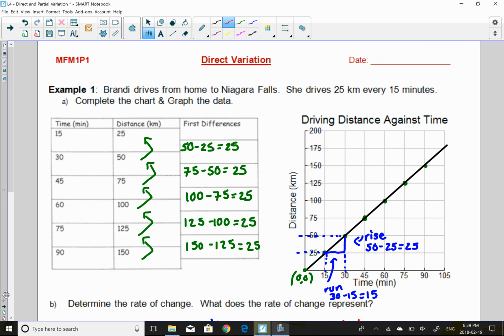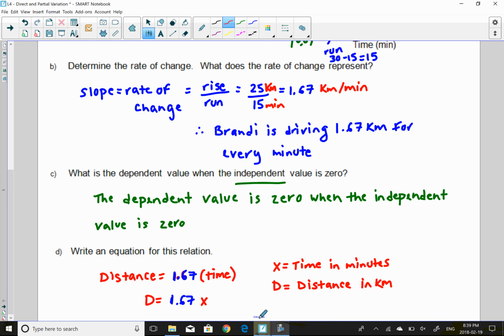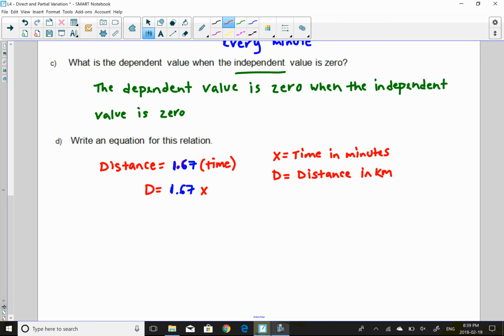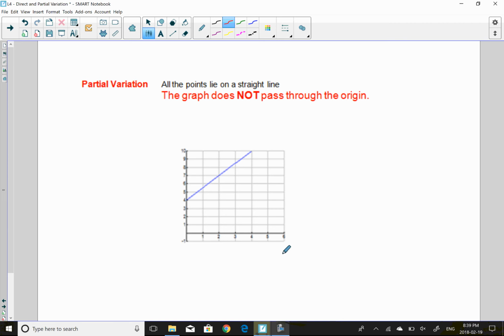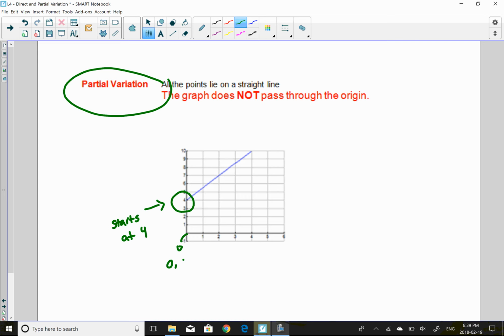Okay, so that's different. Now we're going to look at partial variation. That's when all the points lie in a straight line. The graph does not pass through the origin. See, so the previous graph, we see that it had started here at 0, 0, whereas this graph, it starts at 4. That makes it a partial variation. So this is the origin. It does not start there, does not pass through it.